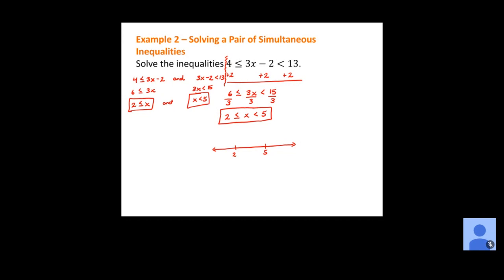What are we going to have on the 2 this time? Open or closed? This time it's going to be closed, right? Because this is less than or equal to 2. A closed circle. And then what about the 5? That one's going to be open. Good. And then where are we shading this time?